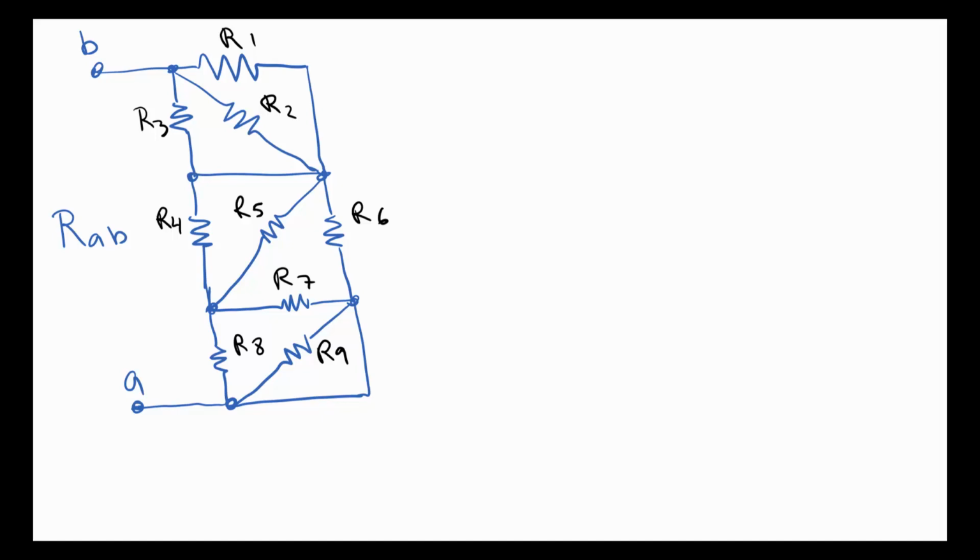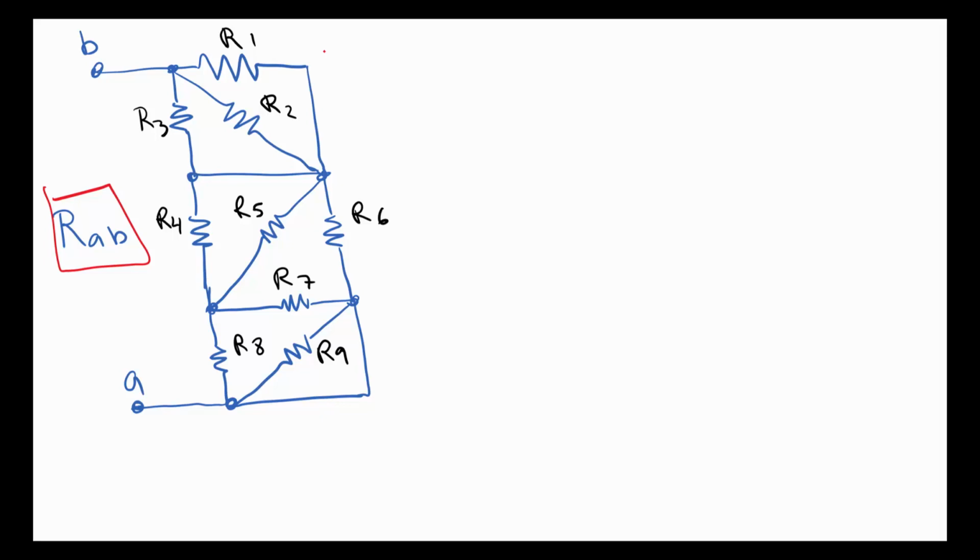Let's say we would like to find the equivalent resistance of a complex network. How do we go about doing it? So in this example, let us try to find RAB, which is the resistance between node B and node A, and it's the equivalent resistance of this complex network of resistors.